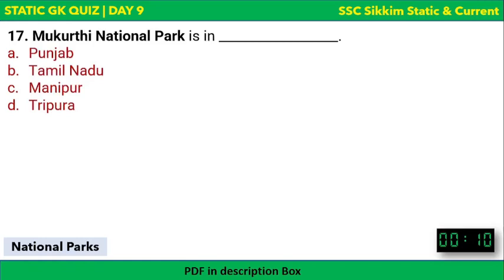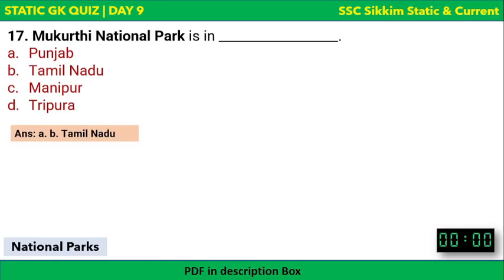Mukurti National Park is in which state? Mukurti. The options are there and the time begins. Punjab, Tamil Nadu, Manipur or Tripura. Mukurti. So Mukurti National Park is in Tamil Nadu.